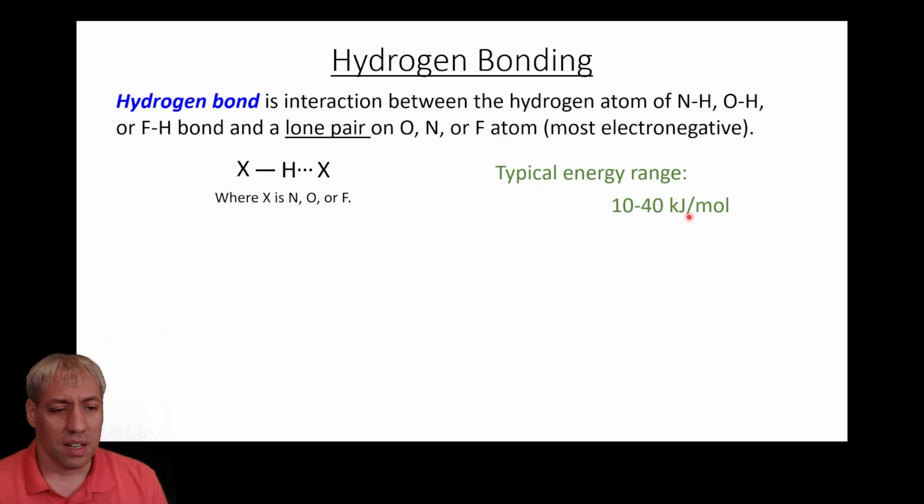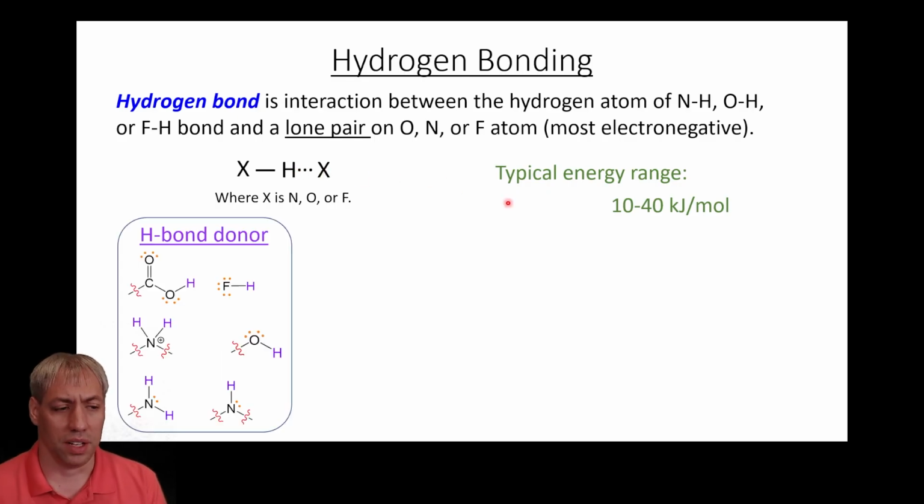And so this interaction, 10 to 40 kilojoules per mole, is basically a dipole-dipole interaction where you have partial positive here, partial negative here, and partial negative here. But because the lone pair and the H can interact in an acid-base chemistry type way, it ends up being a stronger interaction than just dipole-dipole alone.